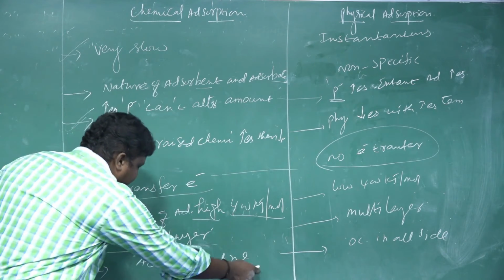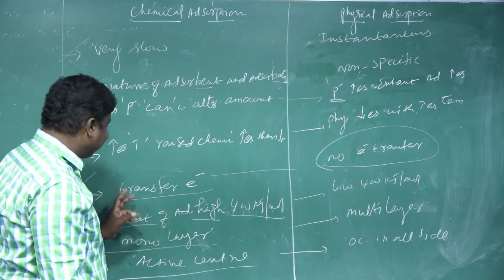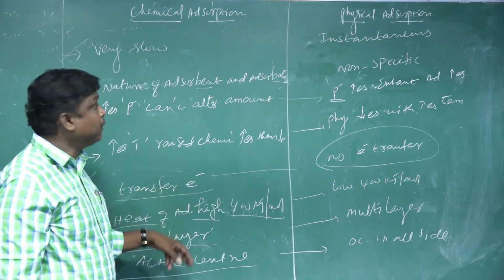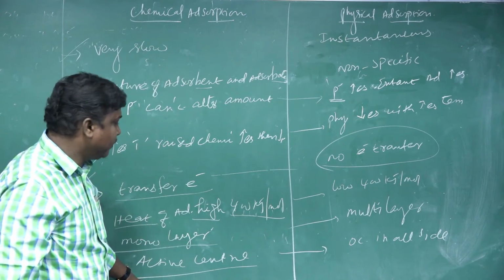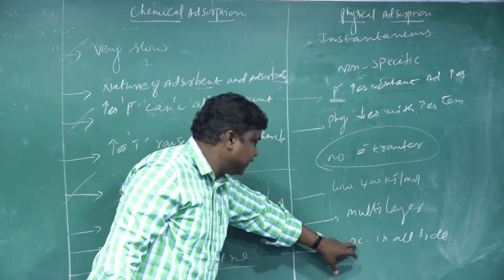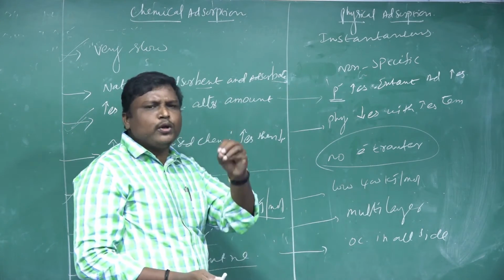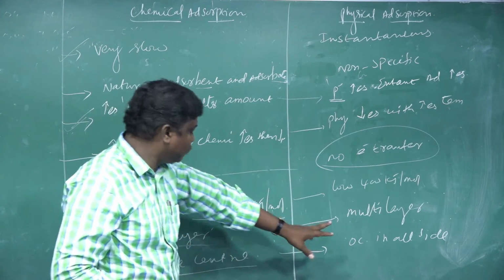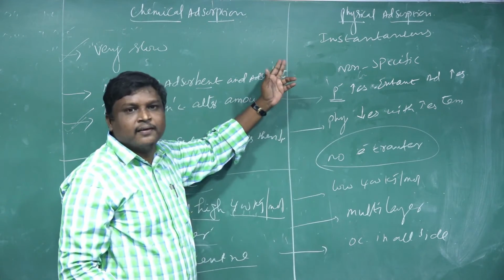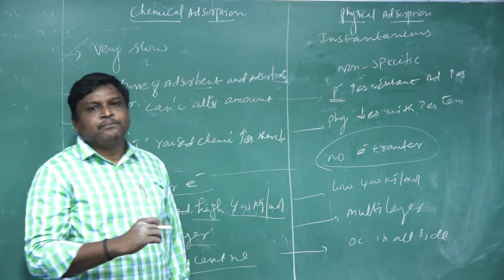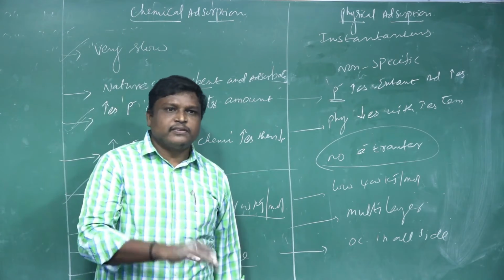Next, the active center is applied because electrons are transferred. In chemisorption there is an active center. Next, it occurs on all sides, not only a particular side, over the whole surface. This is the difference between chemisorption and physisorption.